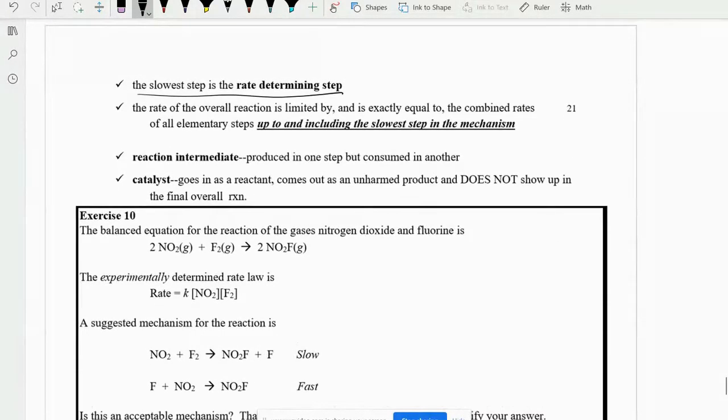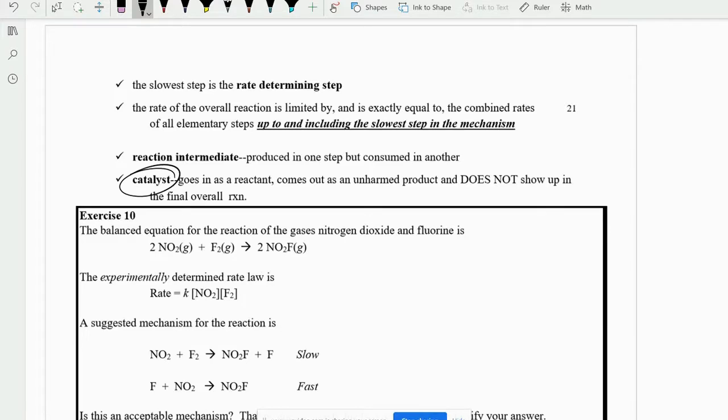The rate of the overall reaction is limited by and is exactly equal to the combined rates of all the elementary steps up to and including the slowest step in the mechanism. A reaction intermediate is going to be something that is produced but consumed in the next intermediate step. And then in just a second, a catalyst is going to go in as a reactant. We will list it and write it in as a reactant, but it's actually going to come out unharmed as a product and does not show up in the overall final reaction.